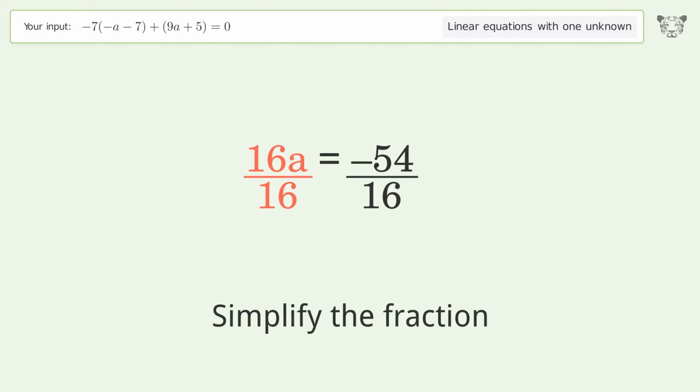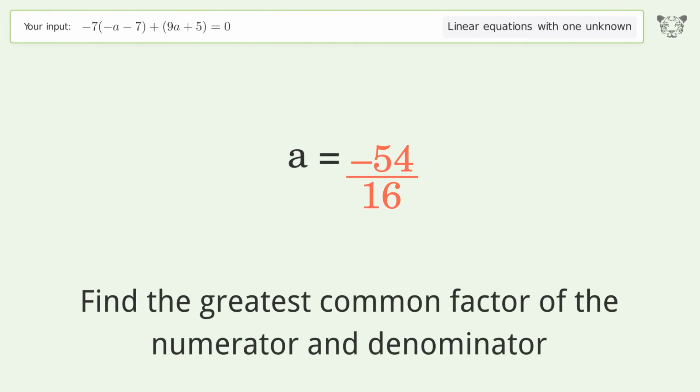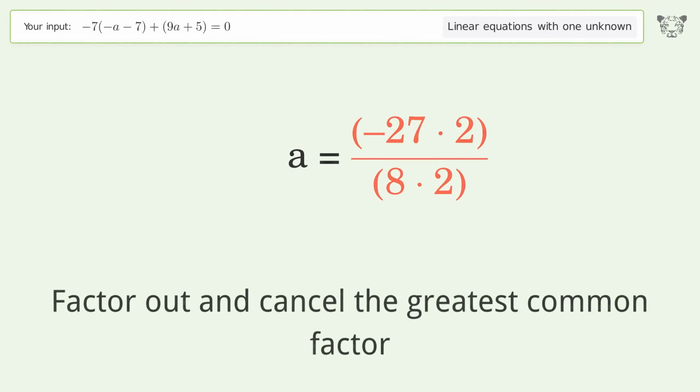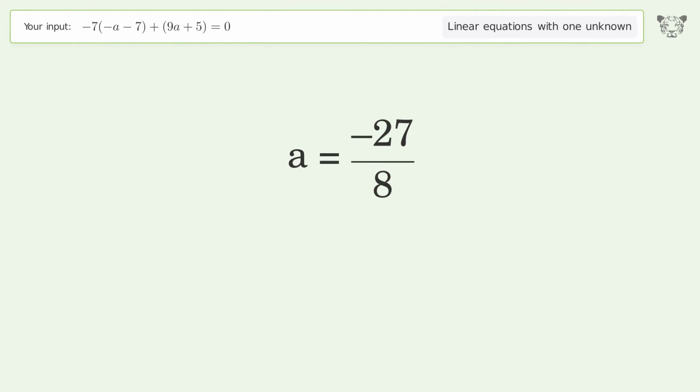Simplify the fraction. Find the greatest common factor of the numerator and denominator. Factor out and cancel the greatest common factor. And so the final result is a equals -27/8.